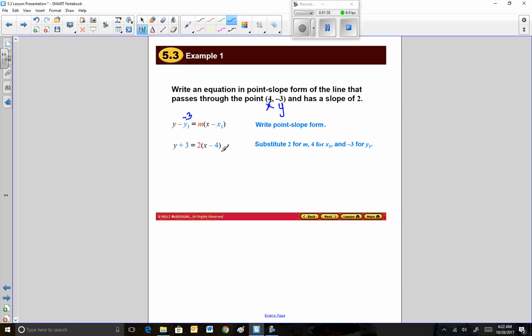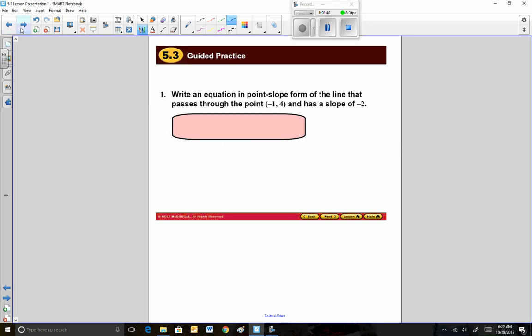All right, now you can leave it this way if they ask you to leave it in point slope form. If they ask you to take it into slope intercept, you're going to have to use your algebra skills. Let's take a look. They allow you to leave it in point slope form for right now. We'll work on that in a little while, changing it to slope intercept.